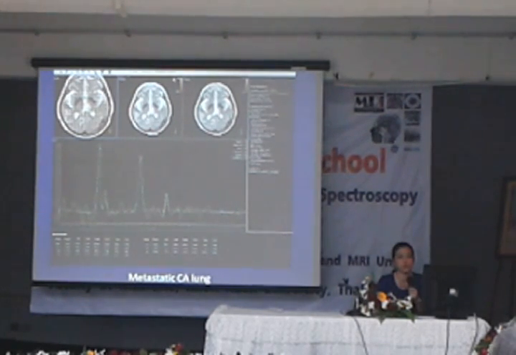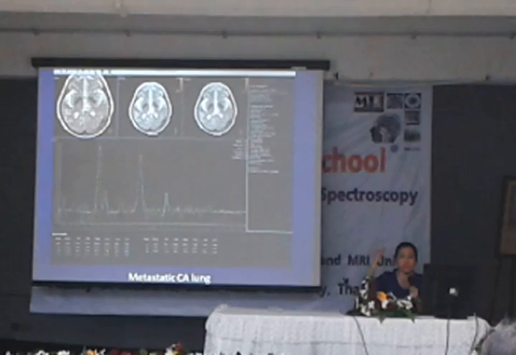Okay, and this one also can have an underlying lung cancer. And the patient got a focal lesion at the left thalamus. And the clinician would like to know, is that an infarction or metastasis from a tumor that spread from the lung to the brain? And then we do the voxel on this lesion, and we detect a very high choline peak, and this lesion is consistent with metastasis.